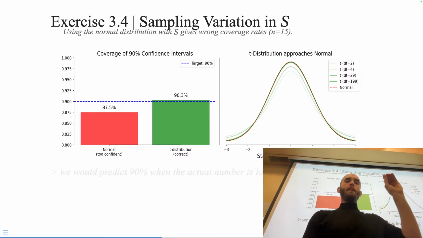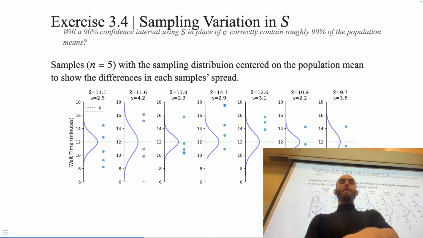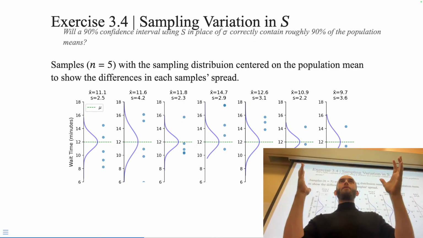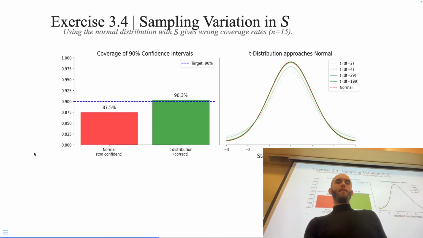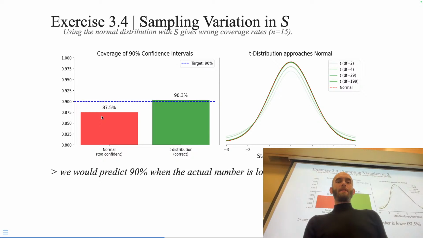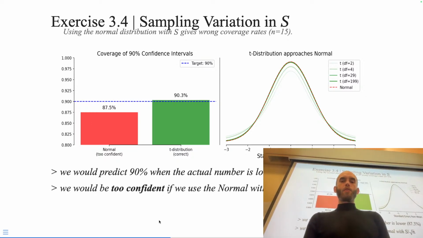And the reason is this picture. I want you to think about this picture. These are many different shapes of the different sampling distributions, which means we cannot use the normal distribution because it's too confident. It misses. It should be 90, and it's less than that. We're too confident when we swap out S for sigma in the normal distribution when we're constructing our standard errors.